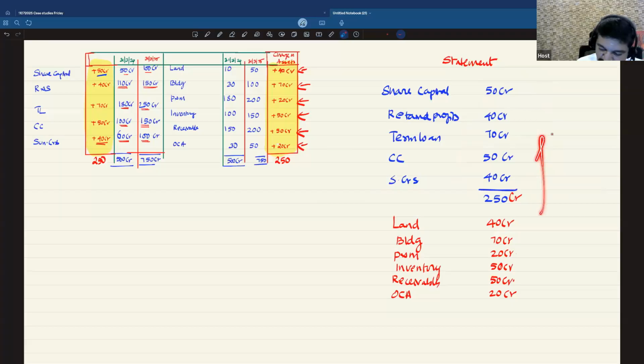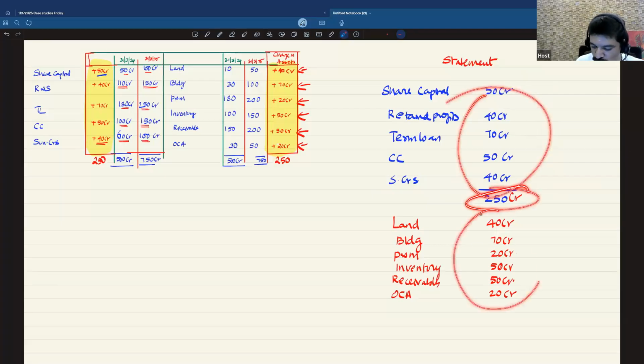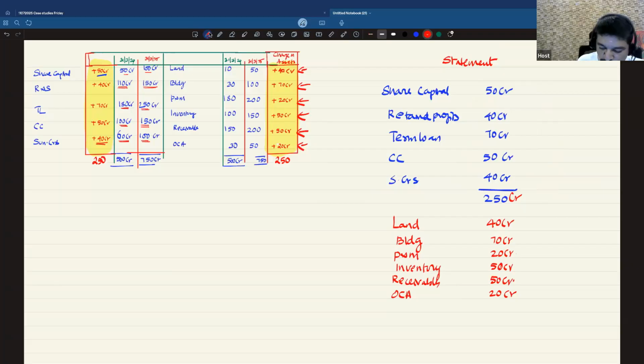But this is just giving you the flow. It is not enabling any further analysis. You just know 250 crore had come, and you know that the 250 crore has been fully utilized. What analysis is happening here? No analysis. It is only a flow of funds.